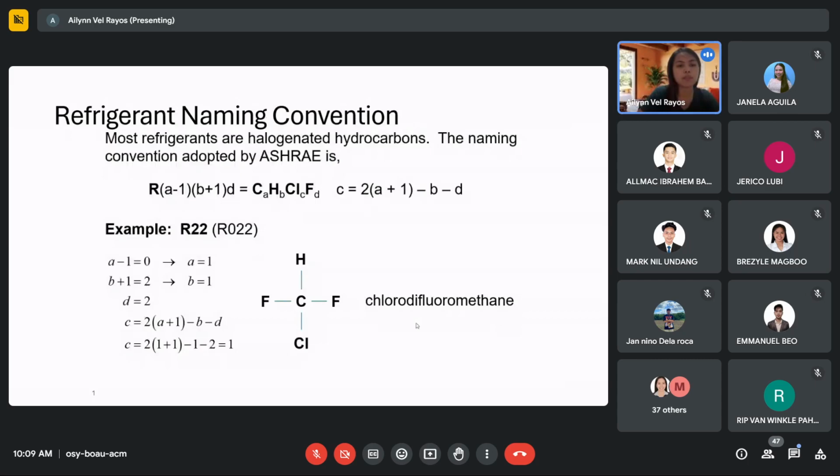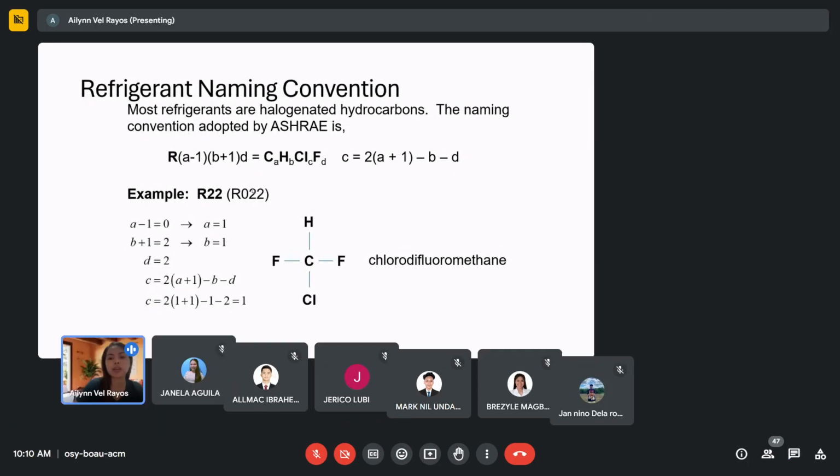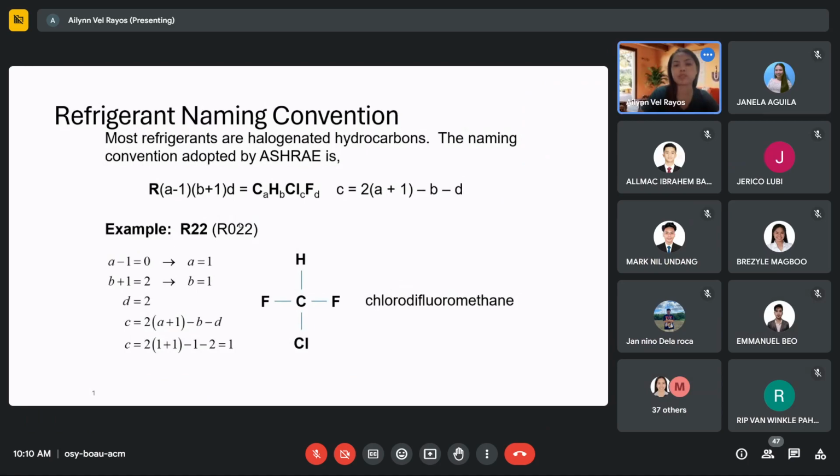Yesterday I wasn't able to give the formula on how to get the number of chlorine atoms. In this case, that is 2 multiplied by the quantity A plus 1 minus B. This is direct, so we won't give a sample. Go back to the sample from our lecture yesterday and try to solve it using this.